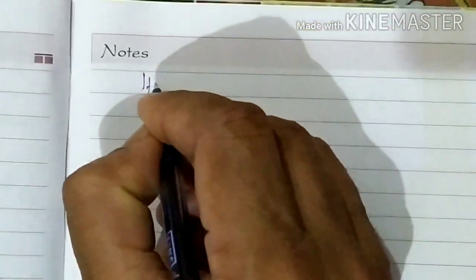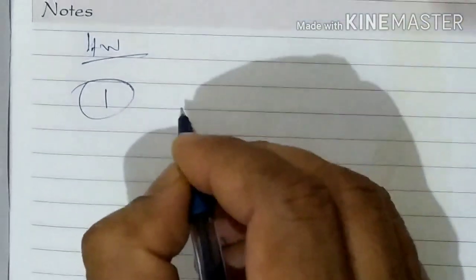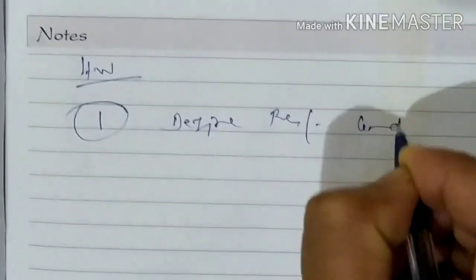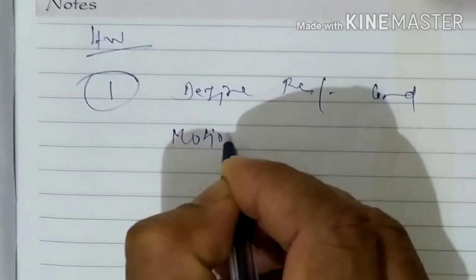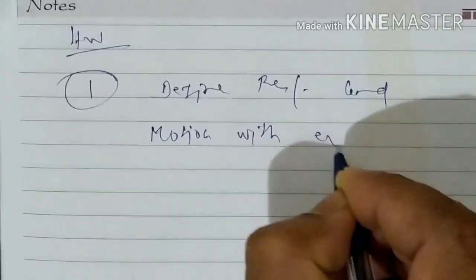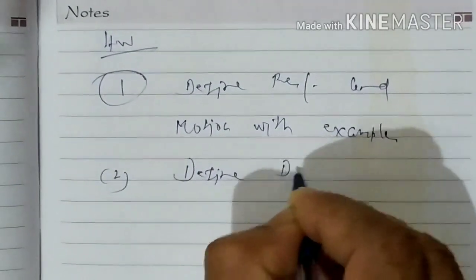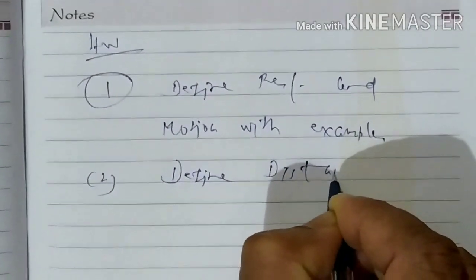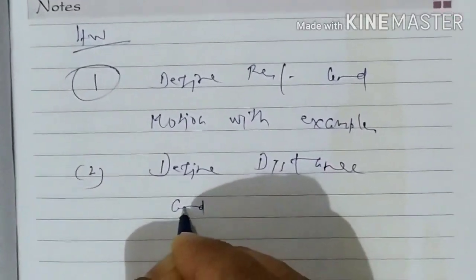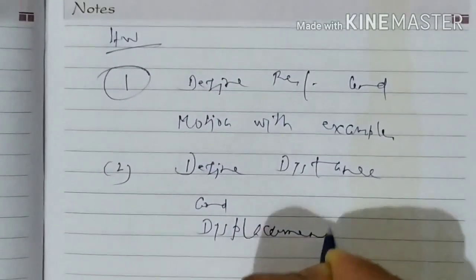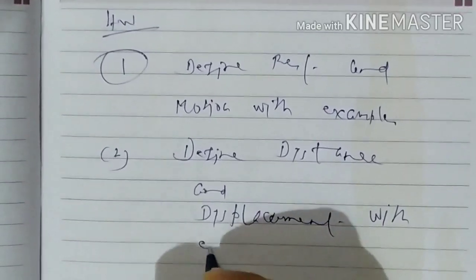Now, write some questions for your homework. First, define rest and motion with examples. Second, define distance and displacement with examples.